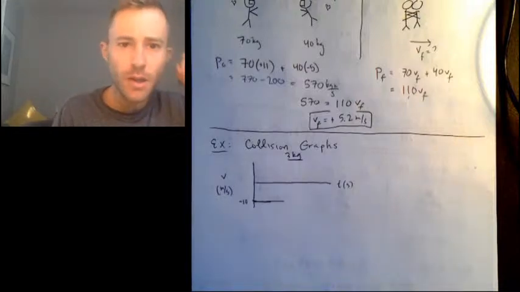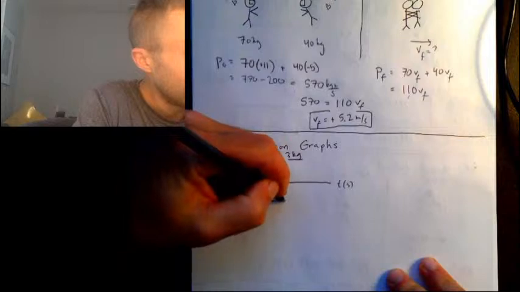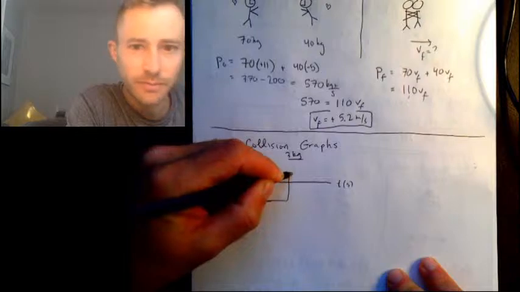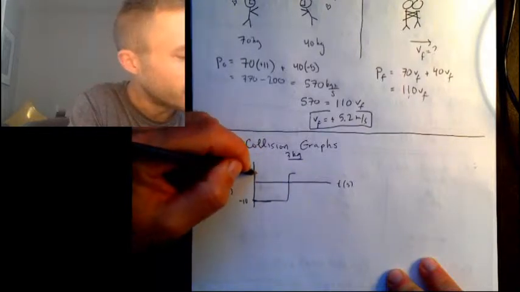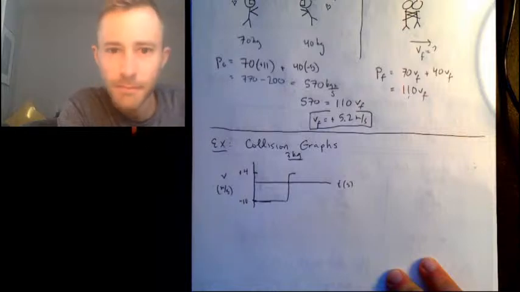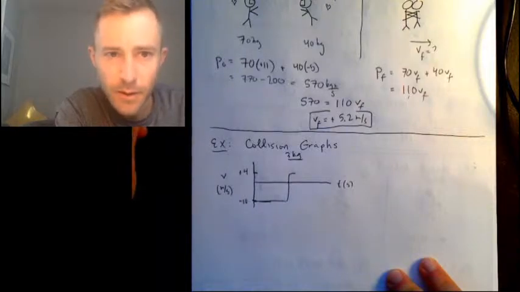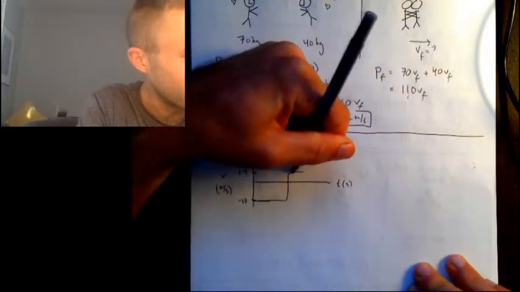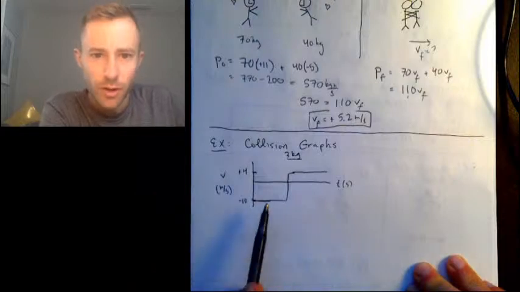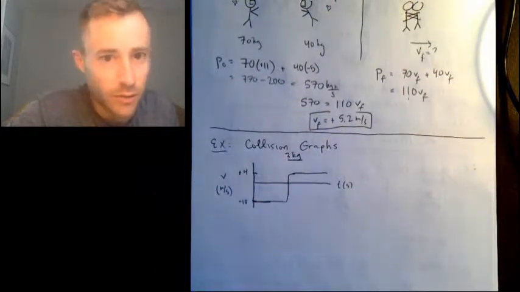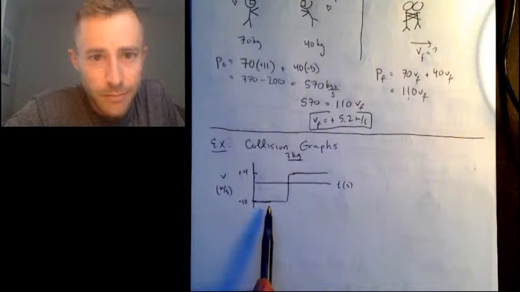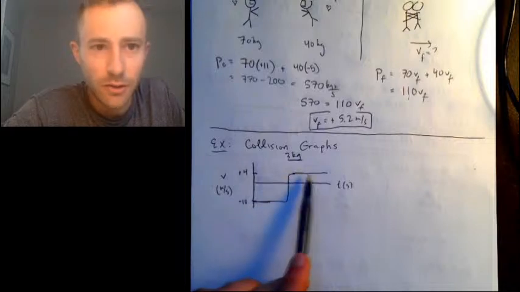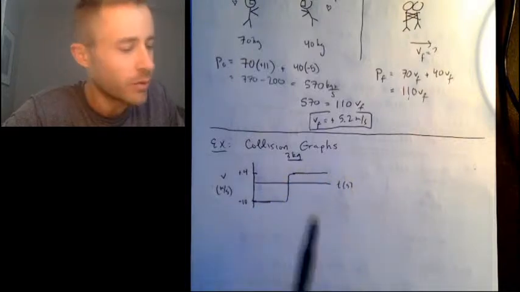So maybe the velocity very quickly changes to plus 4 meters per second. And then after the collision, it stays constant again, according to Newton's first law. So this is what a velocity time graph of a collision looks like. You have a constant velocity, and then you have the collision, and all of a sudden the velocity changes really rapidly, and then it's constant again, because now you're just drifting. You're done with the collision.